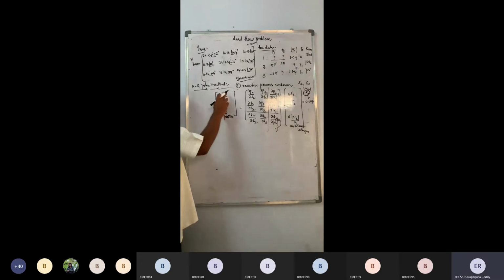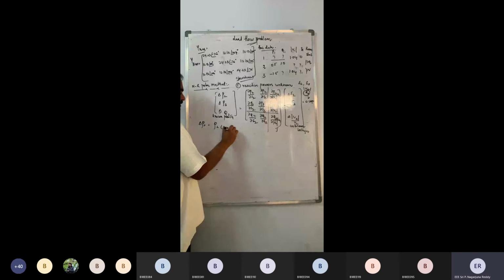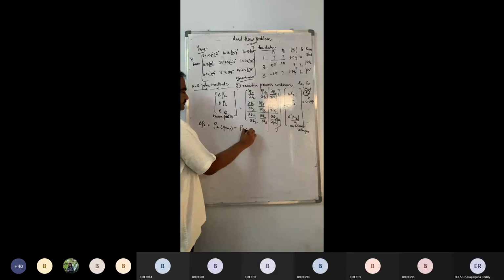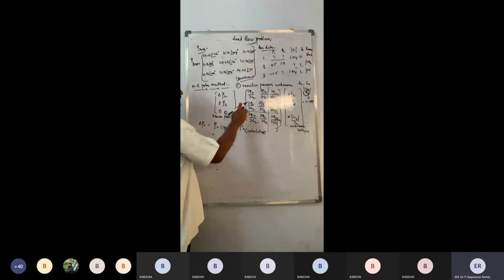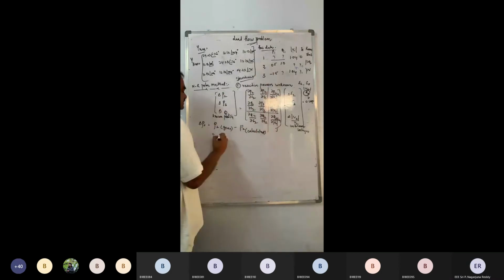Now we will see how to compute these remaining 12 variables. The first one is this set. This set is called the power matrix set, where we do need delta P2, delta P3, and delta Q2. So first of all, let me go with the delta P2, which is P2 given minus P2 calculated. P2 is already given for you as 0.5, minus the calculated value.